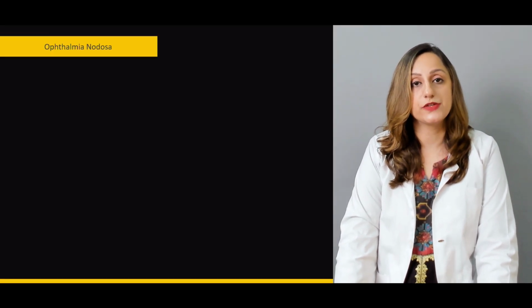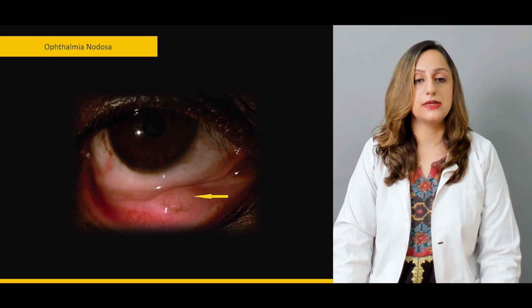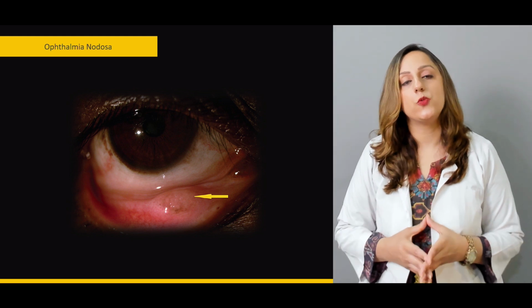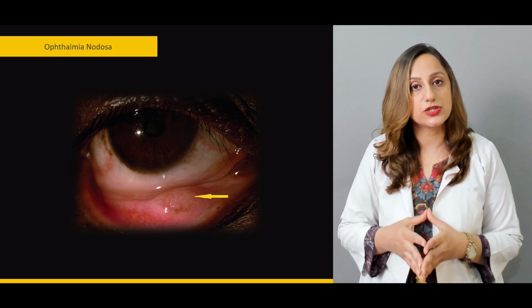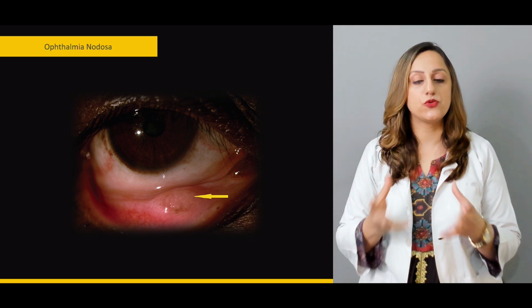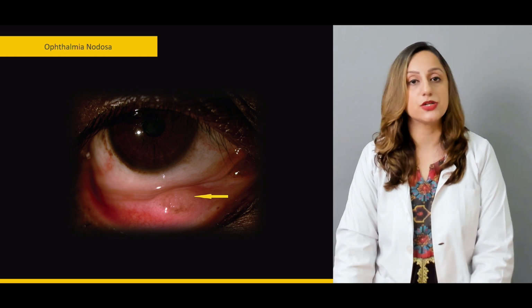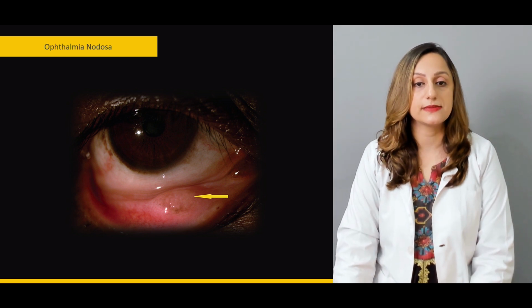Ophthalmia nodosa is another variant, in which we have a viral kind of conjunctivitis coupled with a nodule that raises on the palpebral, or it can even arise on the bulbar part of the conjunctiva in the patients.